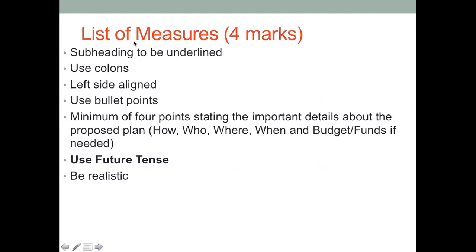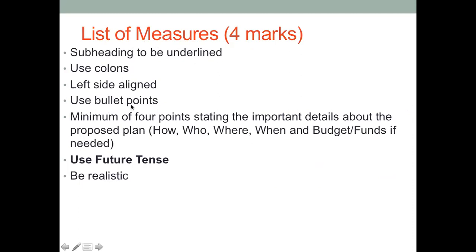Next 4 marks will be for list of measures. List of measures simply means detailed plan of action. It will cover things like who, when, how, where, what. So this is again a subheading which has to be underlined. You have to use colon, left side aligned. You have to write in bullet points.